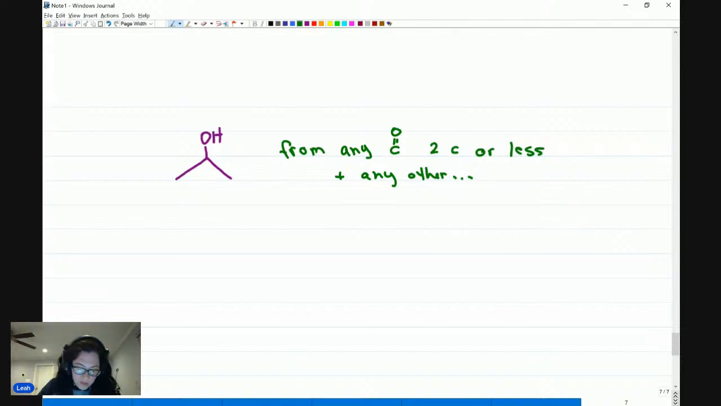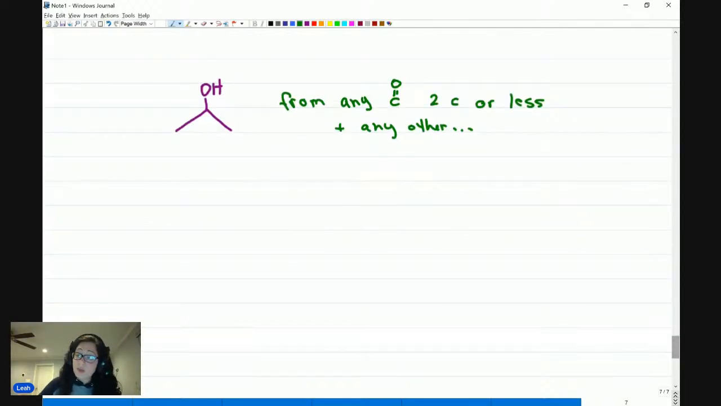I see medium. Well, this is not medium. This is easy, but we can do medium after. Or let me know if you agree. Easy, medium, or hard. We want to synthesize this molecule from any carbonyl, 2 carbons or less, plus any other reagents that we want to include.